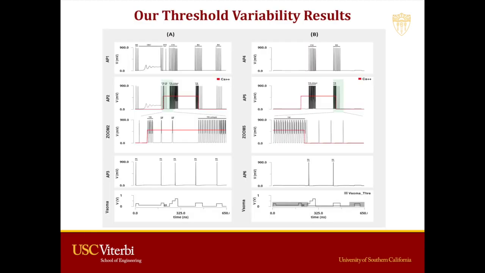Next, we show the dynamic threshold variability by creating dynamic V-soma shapes. In A, the model fires different spiking patterns corresponding to the different V-soma shapes, at which V-soma is always greater than the threshold voltage of the neuron. In B, however, the model generates spiking patterns for the same V-soma shapes only when V-soma is greater than the threshold voltage signal, shown in gray color.